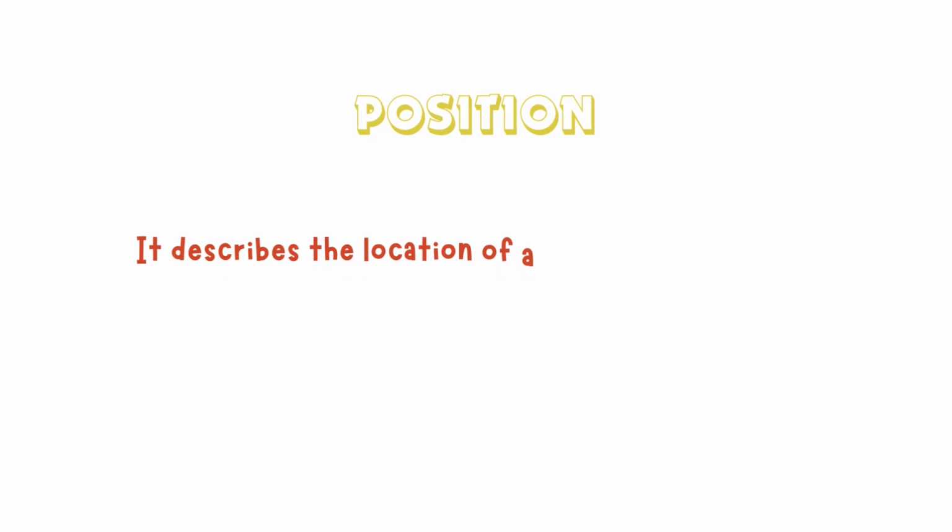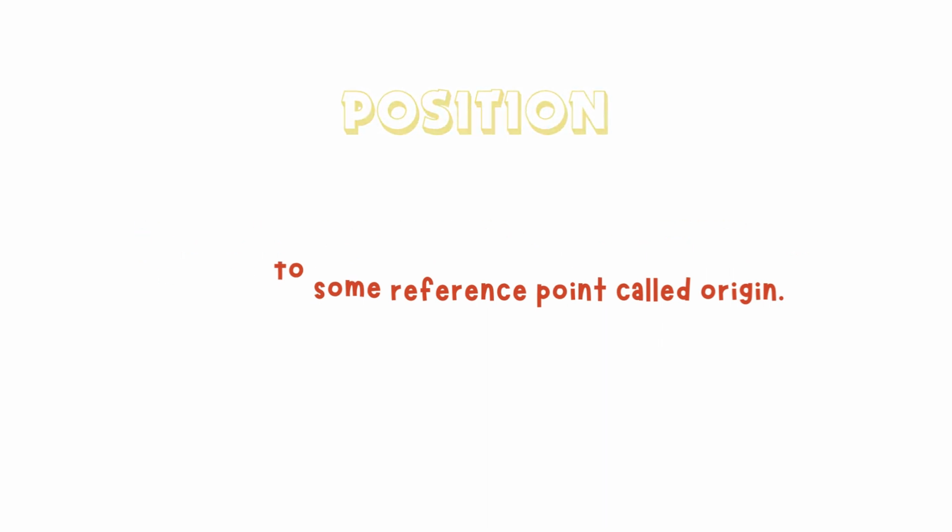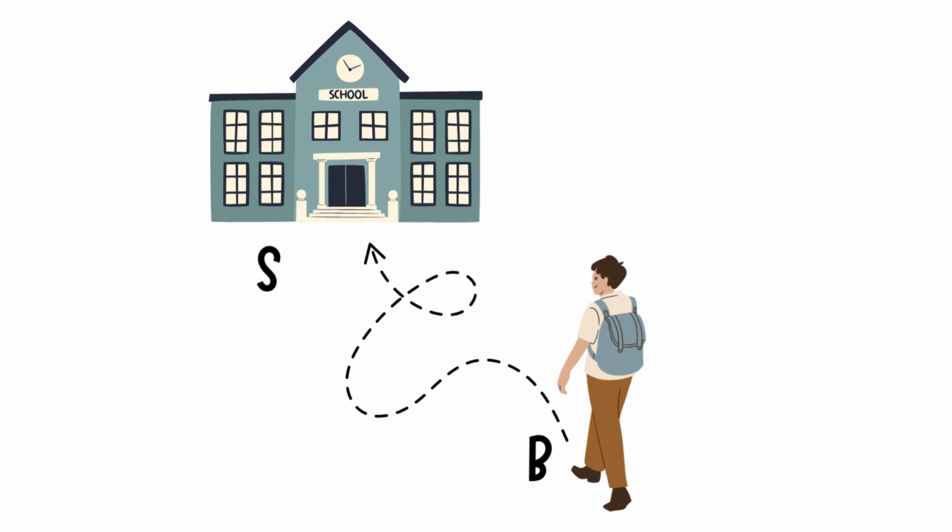When dealing with motion, we come across various terms such as the position of an object, the distance covered by it, its speed, and so on. Let us explain some of the terms used. The term position describes the location of a place or a point with respect to some reference point called origin. If you want to describe the position of a schoolboy from his school, let the school be represented by S and the boy by B. The position of the school from the boy will be represented by a straight line BS in the direction from B to S.